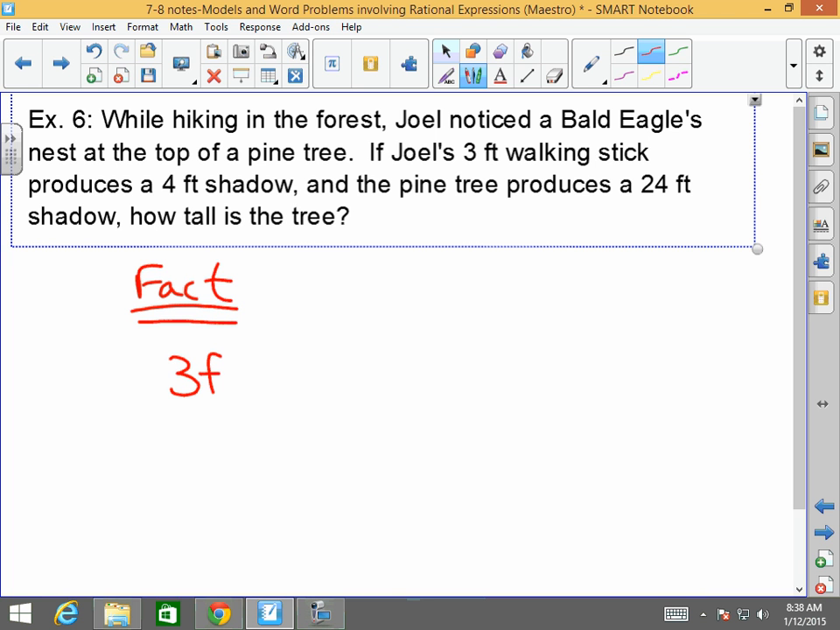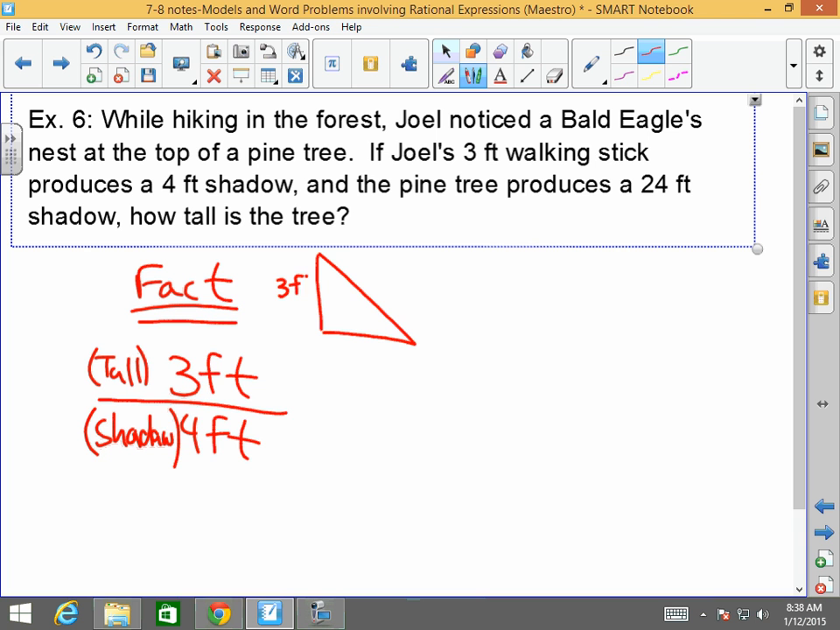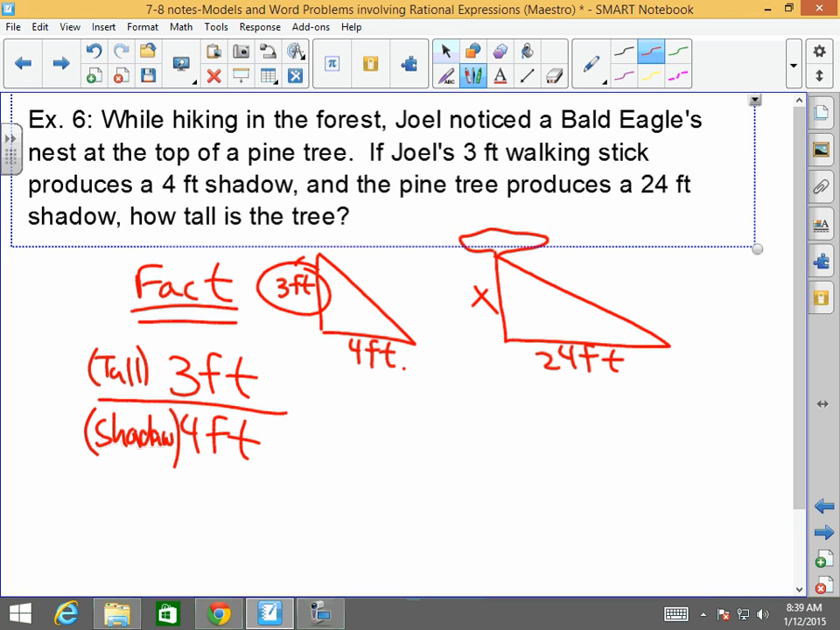is that the 3-foot tall stick produces a 4-foot shadow. You can draw it out. 3-foot stick produces a 4-foot shadow. This tree, which I have no idea how tall it is, produces a 24-foot shadow. You may say, how can you tell what the shadow is? You can measure that. You can walk it and measure it, estimate it. So I want to find the height of the tree. So height to height, shadow to shadow. So this will be x to 24.